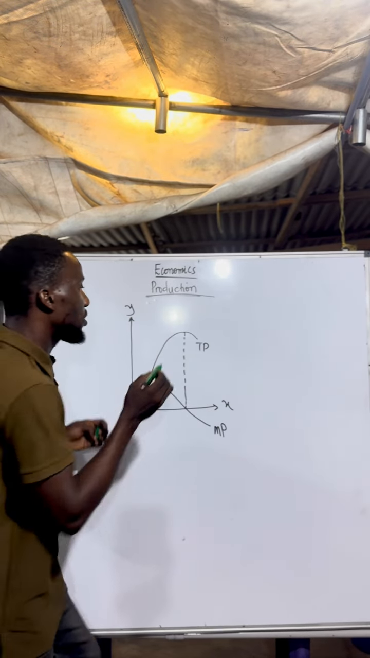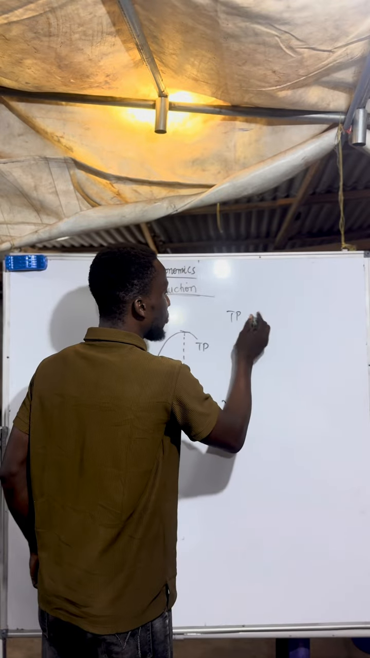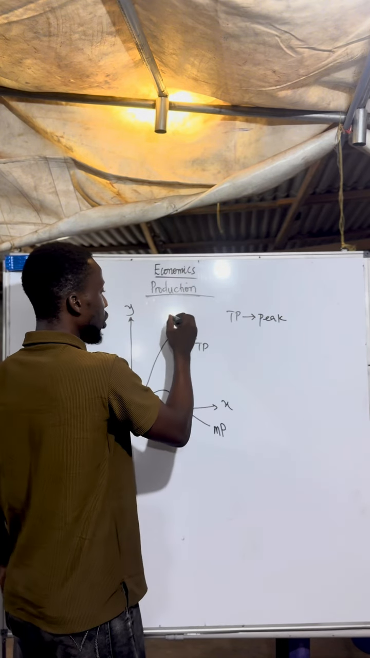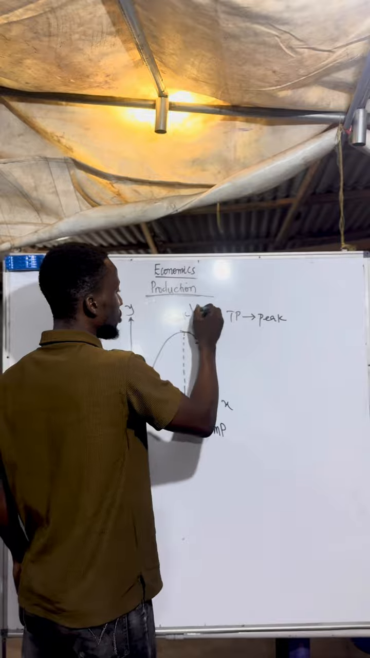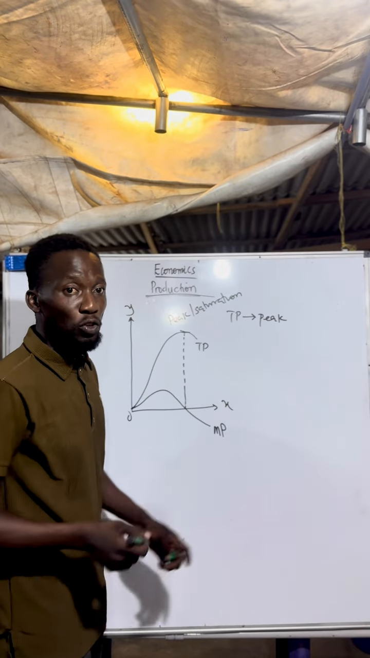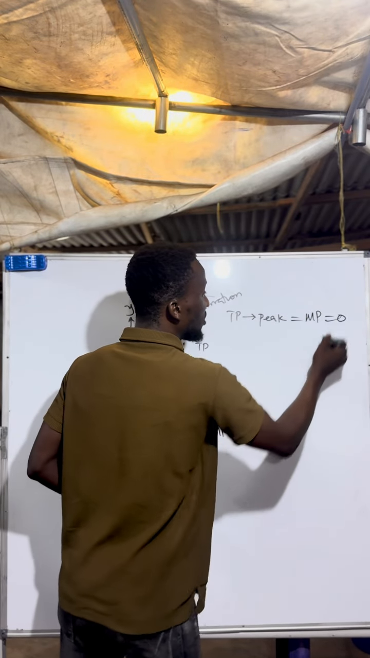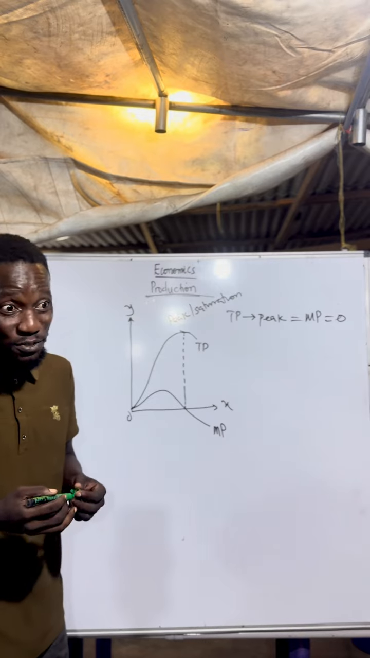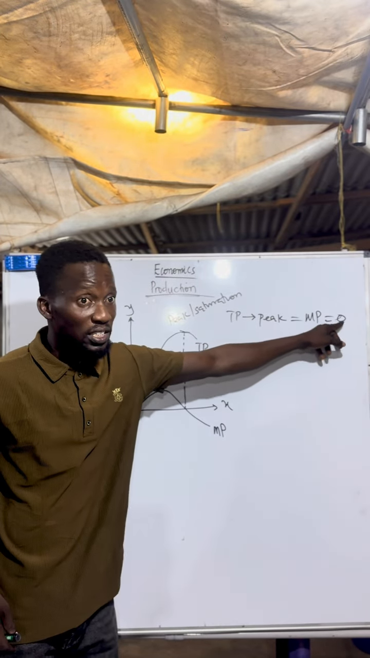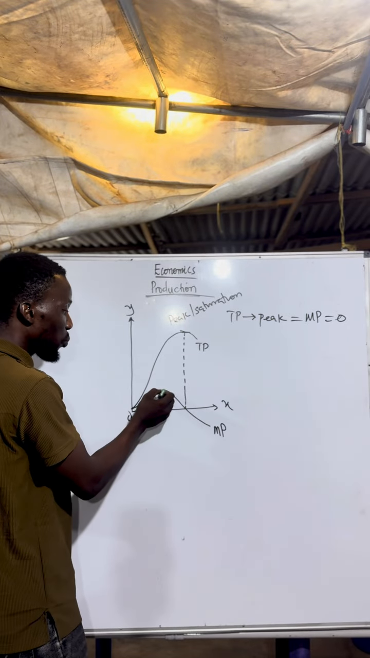Now, please take note of this, that when total product is at peak, or saturation, this place is called peak or saturation or turning point. So when total product is at peak, marginal product will be 0. Please take note of that. It is very important. When total product is at peak, marginal product will be what? 0.